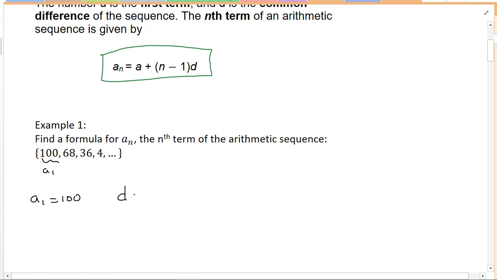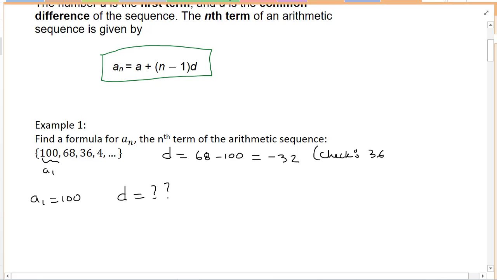And so we need to find D. So what's D? To find D, do the next term minus the first term. So D is 68 minus 100, which is negative 32. And then just make sure that that works. What if you do 36 minus 68?